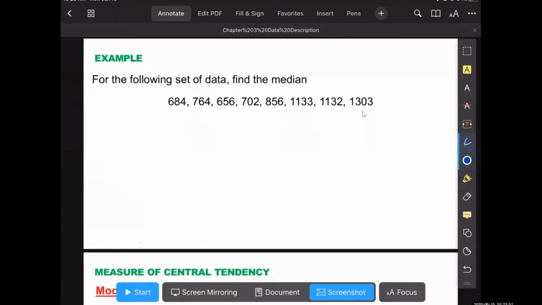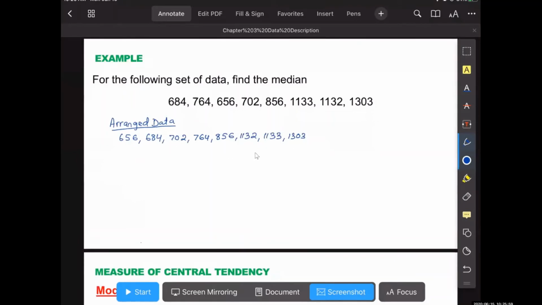Now, please arrange this data in ascending order using your calculator. I'm going to give you about 1 minute to do this. Okay, I hope you arranged the data and you should obtain something like this. If this is wrong, just let me know. Here is my arranged data: 656, 684, 702, 764, 856, 1132, 1133, and finally 1303. Is that what you got?